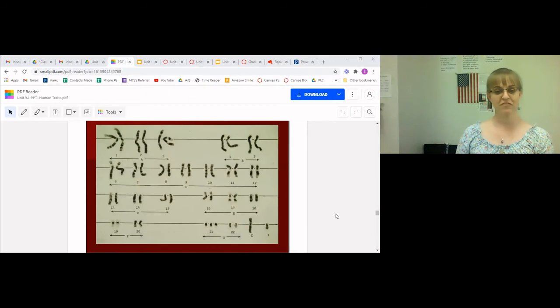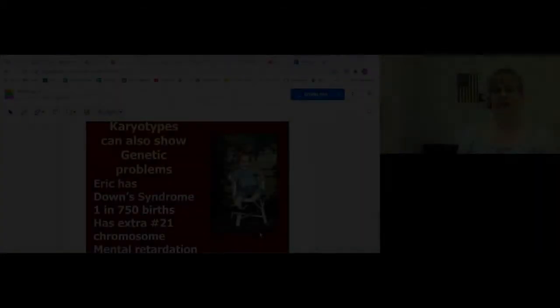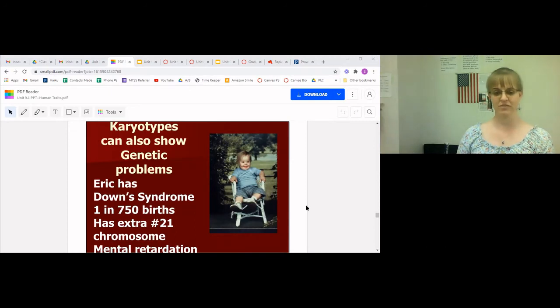Here is a karyotype for a human, but look closely. Do you see the problem? Look down at the bottom. Wait a minute. There's three of chromosome 21 instead of two like they're supposed to be. When a person has three copies of chromosome 21, they end up with Down syndrome. Since this person has one X and one Y chromosome, it must be a male. So here is a child with Down syndrome.